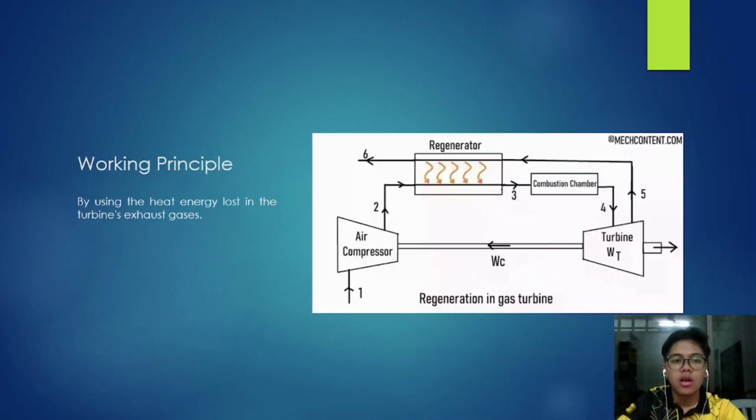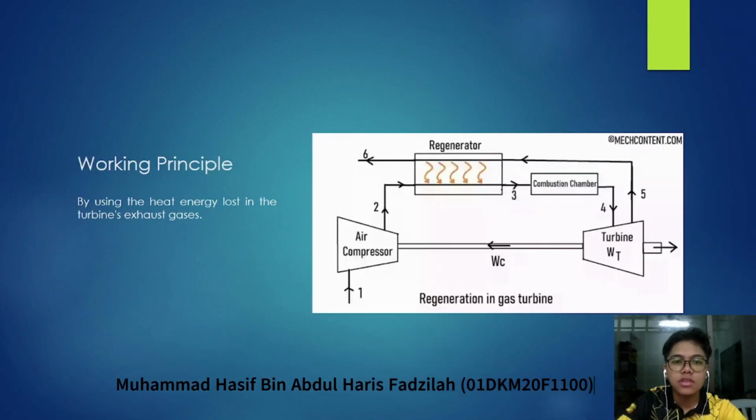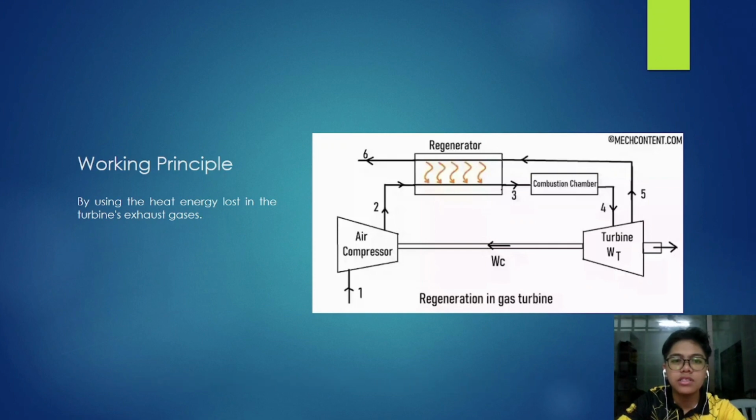Working principle. Regeneration is the recycle process used in a gas turbine to heat the air after compression by using the heat energy lost in the turbine exhaust gases. Utilizing the high heat energy that the hot gases released by the turbine have allows us to reduce the amount of heat energy lost. One of the heat exchangers used in this method, the regenerator, is installed.